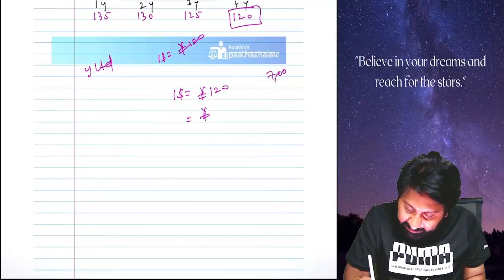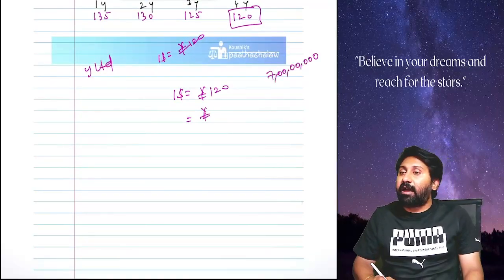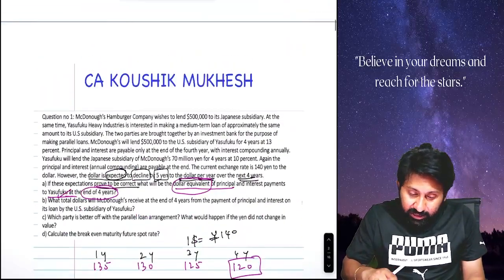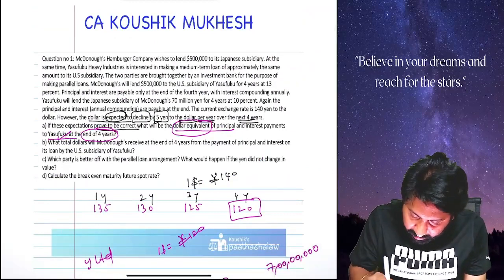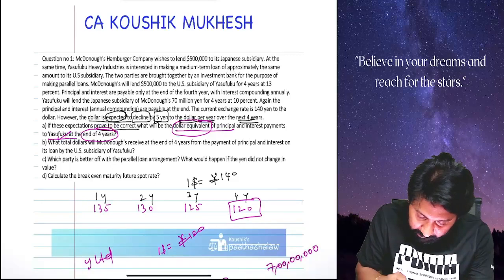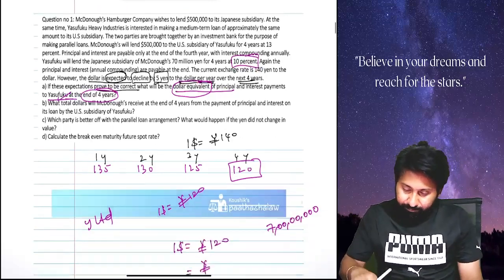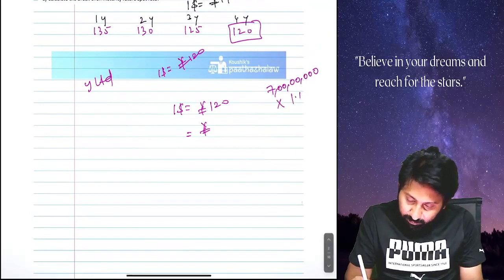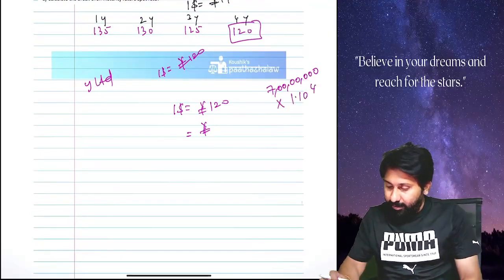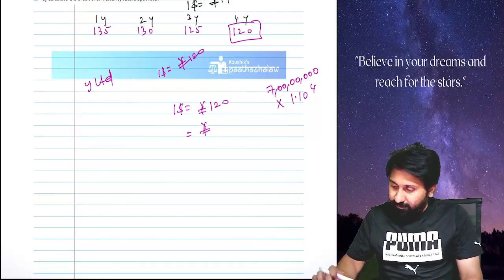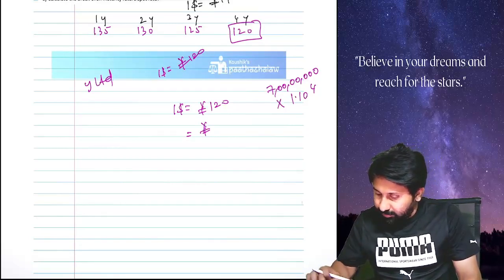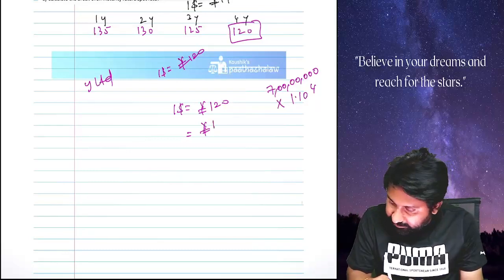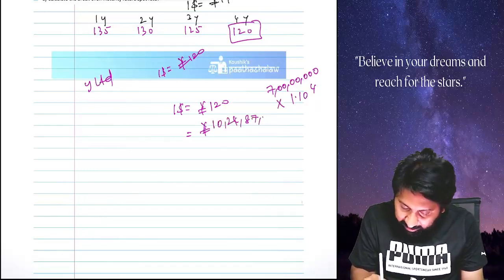7 crore yen. This 7 crore will be the value along with interest that we have to pay. What is the interest rate? The interest rate was given in the question. 10%. For how many years? 4 years you have to pay. 1.1 to the power 4 into 7 crore. It will be 10 crore 24 lakh 87,000 yen.